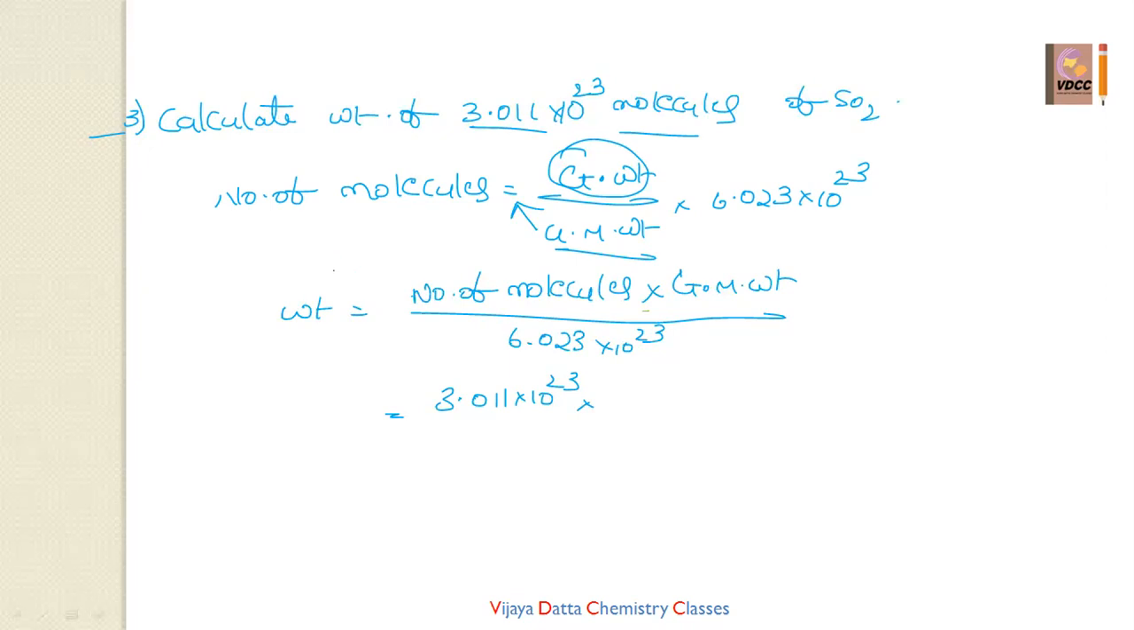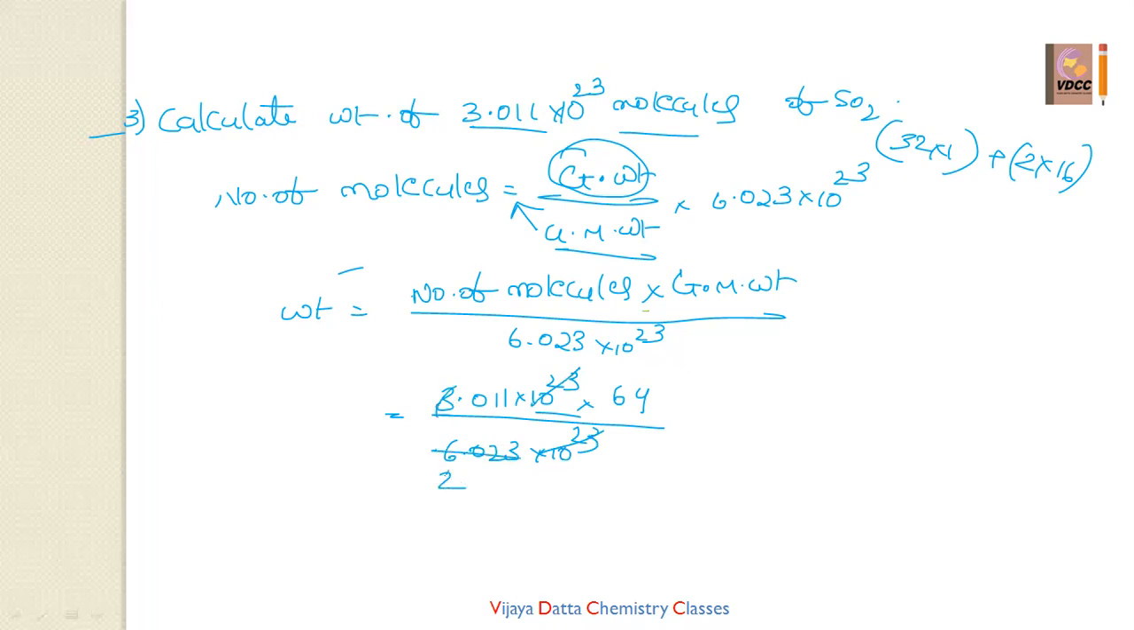Sulfur atomic weight is 32. Only one sulfur is there, so 32 into 1, plus oxygen, 2 are there, each one is 16. So 32 plus 32, it will be 64 for SO2. So 64 by 6.023 into 10 to the power of 23. The 10 to the power of 23 gets cancelled, and here 3 2s are 6. So we get 2, then if you multiply with 64 we will get 32 grams. So it is 32 grams.